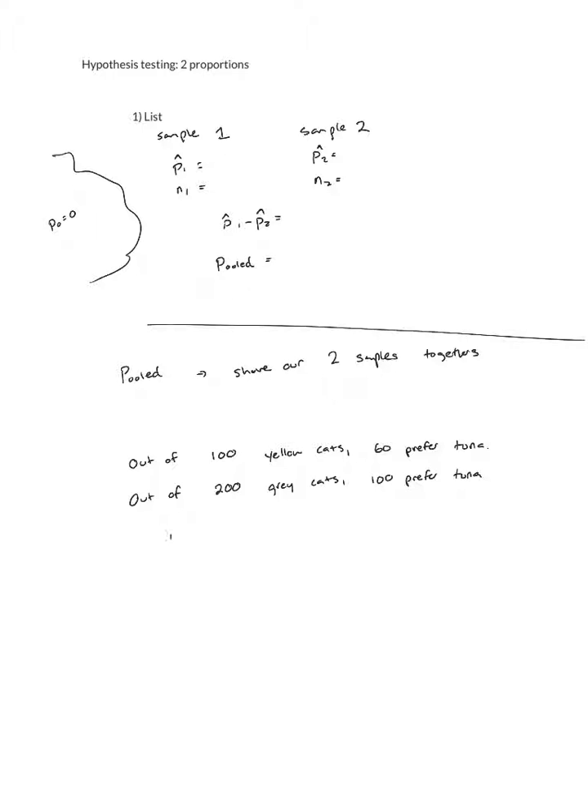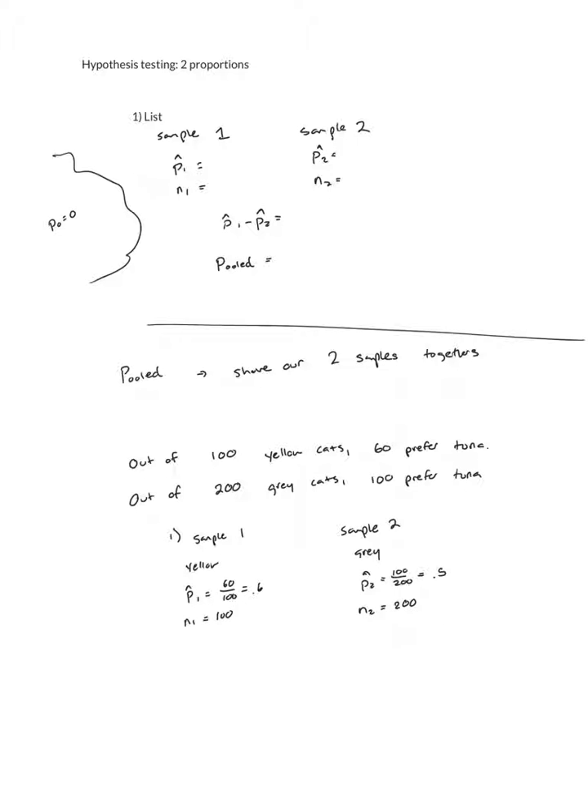Now, if I want to list all this in order to do a hypothesis test, the first thing I'd do is make sample 1 and sample 2. Looking at these, I can tell that the yellow cats have a higher percentage, so I'd make them sample 1. But once again, it doesn't really matter. So I'll write yellow here and gray here. For P1 hat, I'll have 60 over 100, or 0.6. For P2 hat, I'll have 100 over 200, or 0.5. And N1 will be 100, and N2 will be 200.